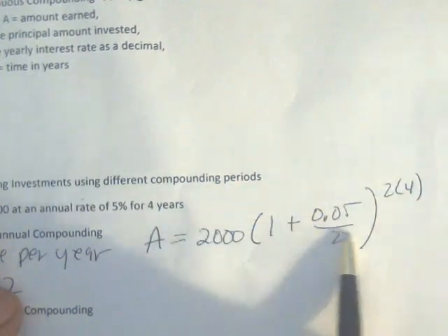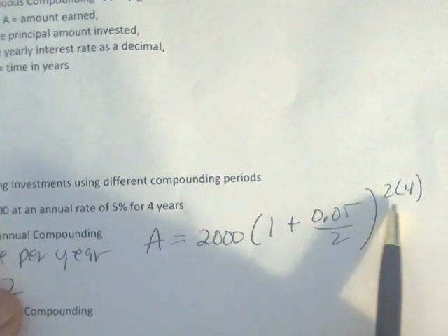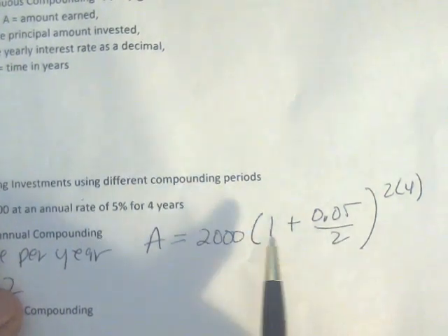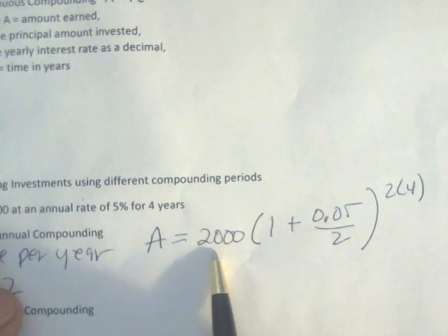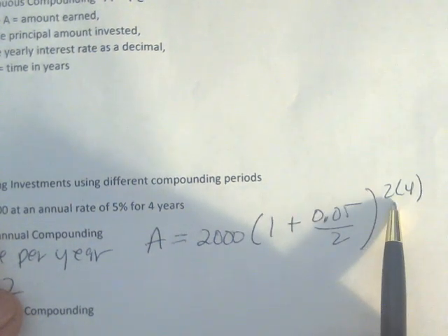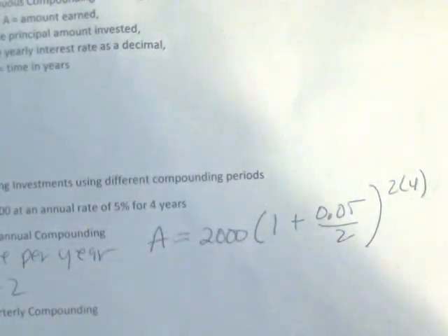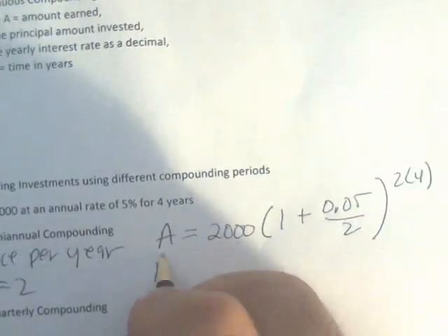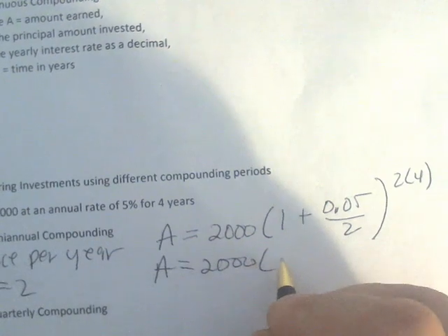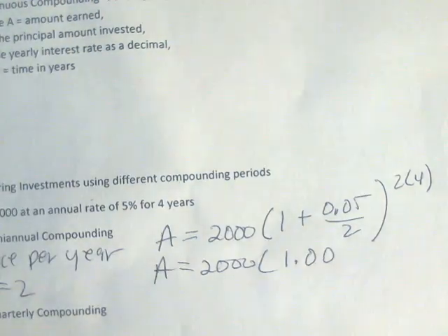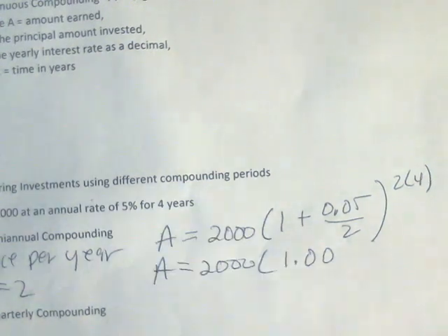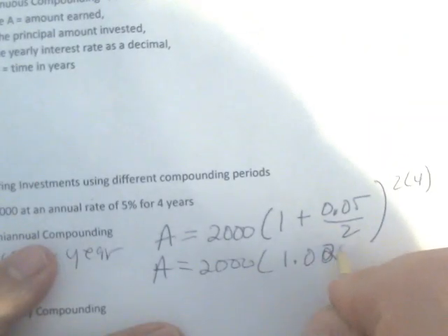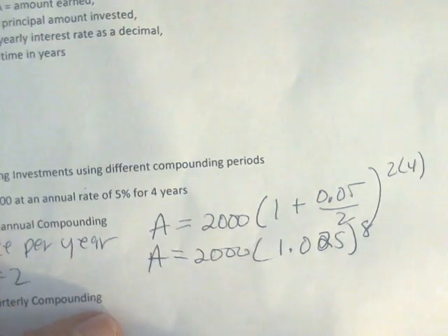Because when you start typing things into your calculator, if you don't do things properly, this exponent could be messed up. Now, depending on your calculator, you can probably enter this exactly as it is and then just put 8 here instead of 2 times 4. But some people may need to simplify a little further. So what I suggest possibly doing is 2,000 times 1.025 raised to the 8th power.